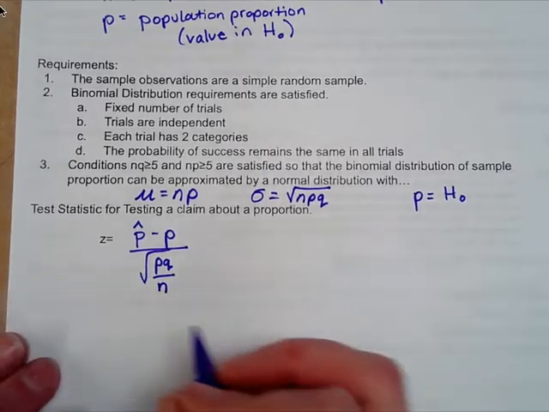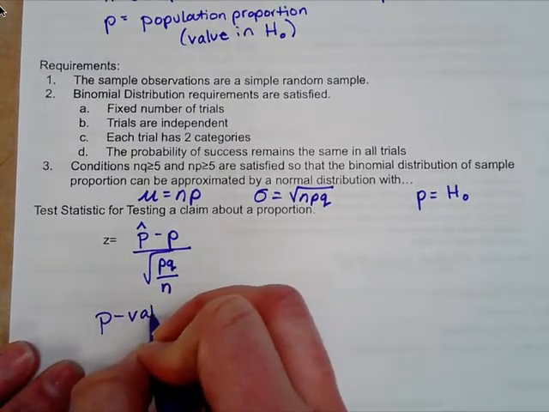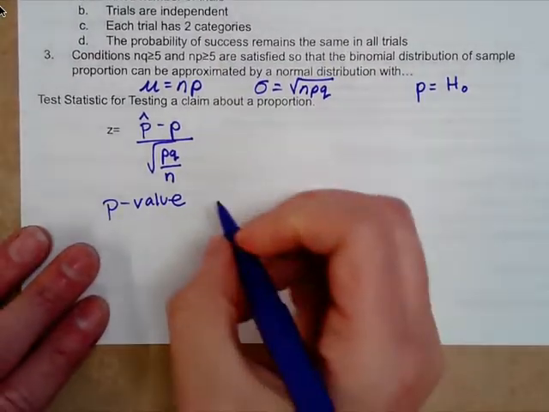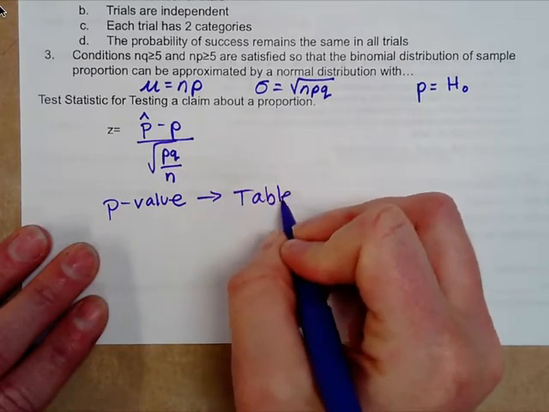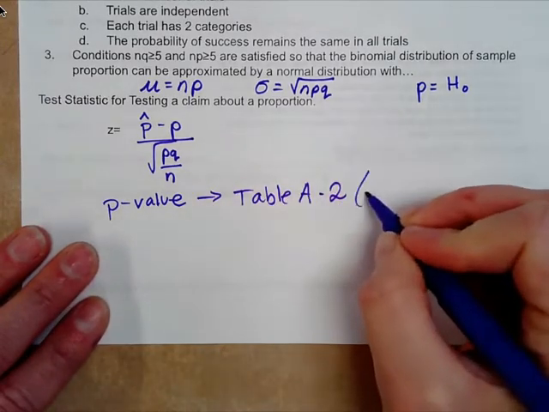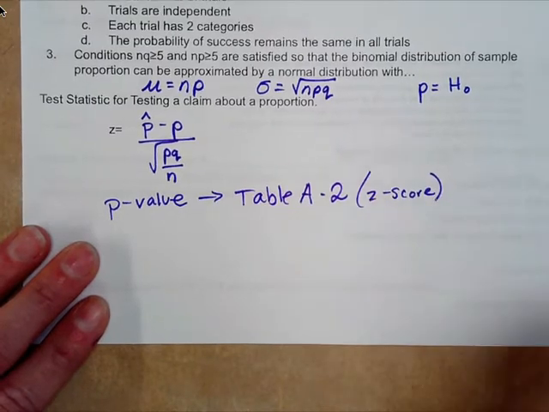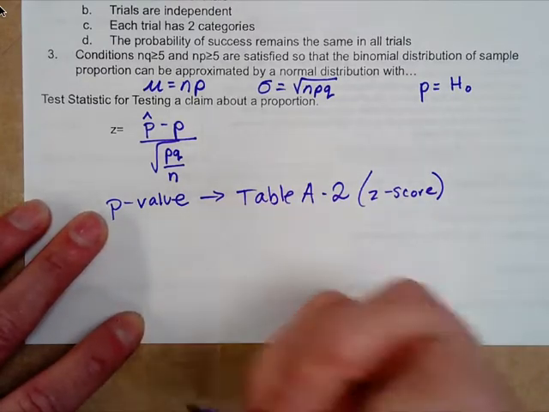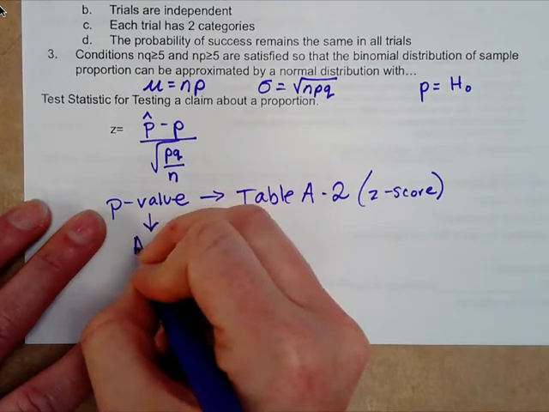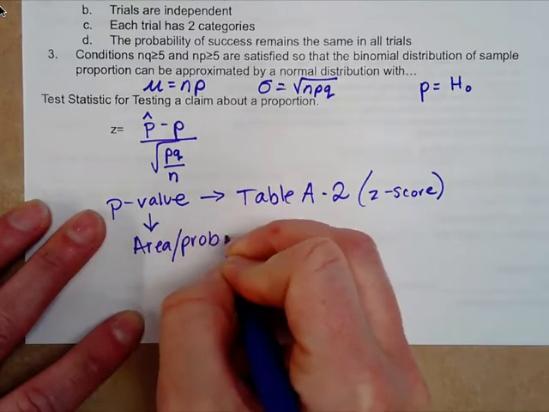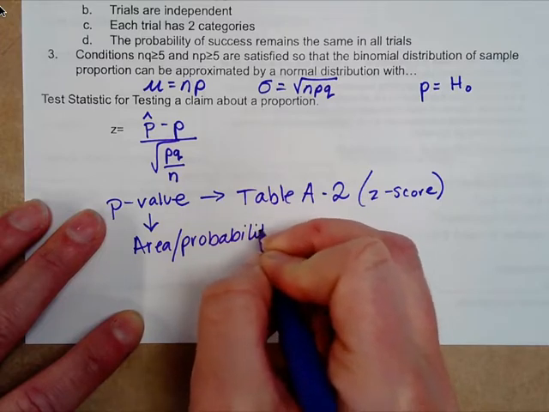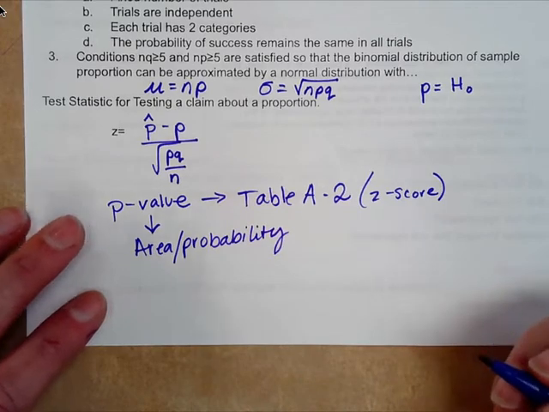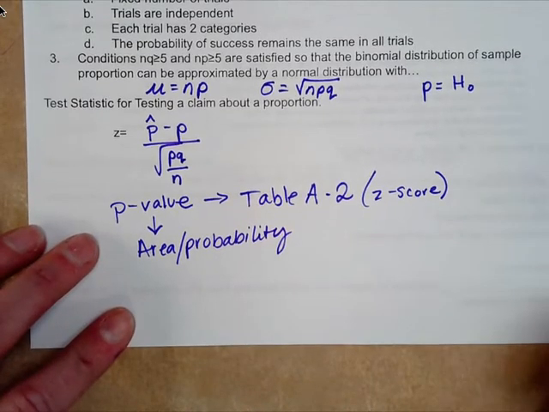Once you find your z, you can find the p-value, because remember we're going to compare the p-value to our significance level. We can look at the p-value from the table for z-scores, A2. Remember, this is with your z-score. The p-value is the same as area or probability. And on the table, it always represents area to the left. So pay attention to that.